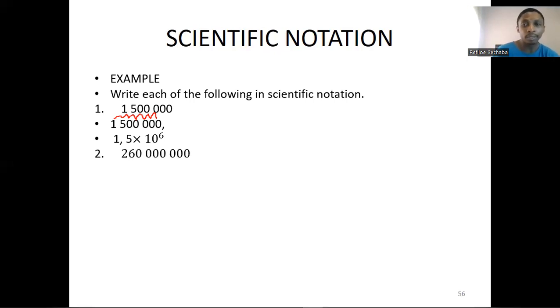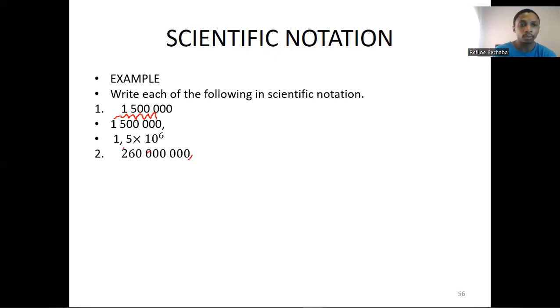How do we express this in scientific notation? To make it simpler to write, it's 260 million. Let's count again. How many times do we need to move that 2? So I will start by putting the comma right at the end and then move the 2.